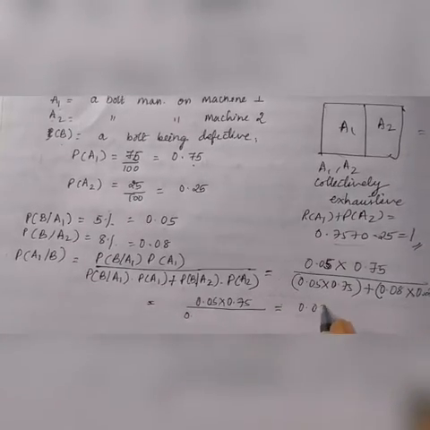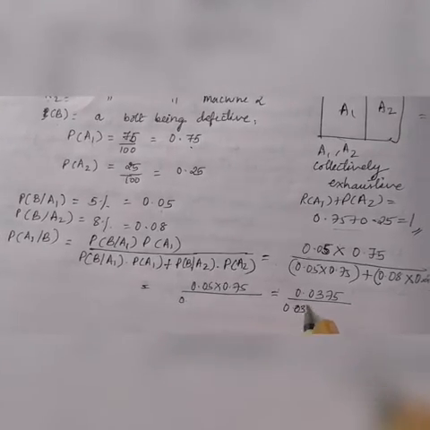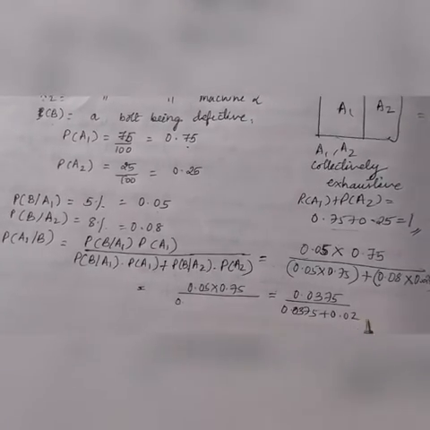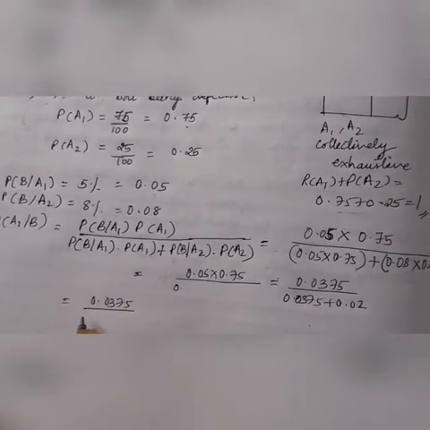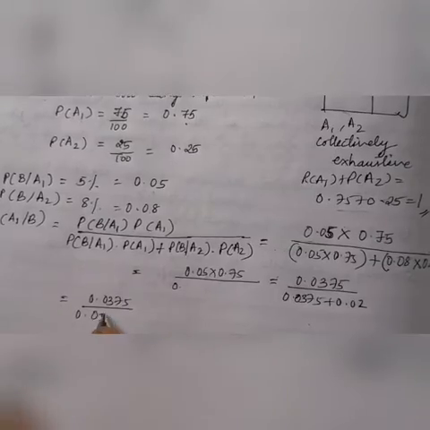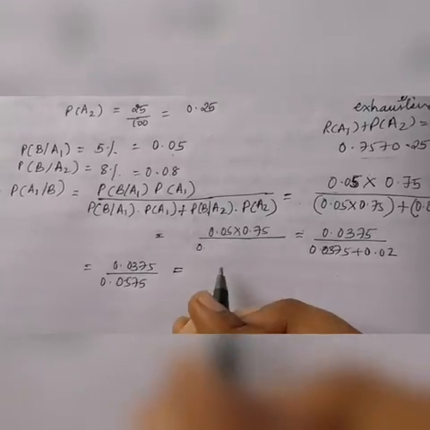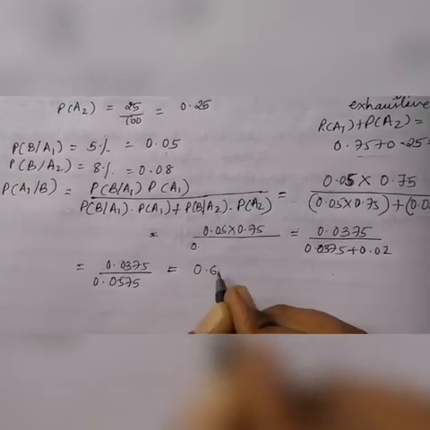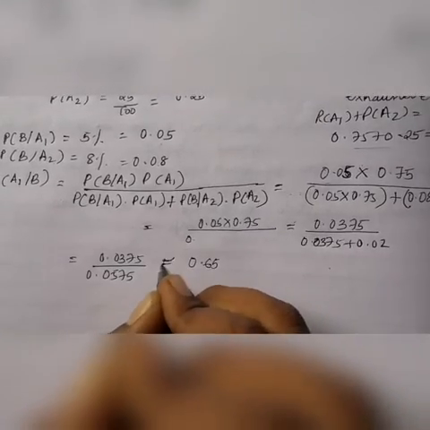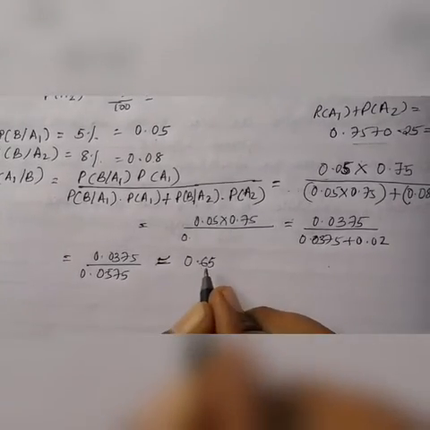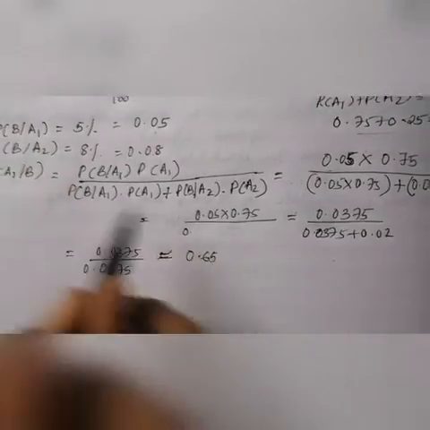This is 0.0375 divided by 0.0375 plus 0.02, which is equal to 0.0375 divided by 0.0575. The answer, which is equal to 0.65 approximately. Okay, so this is how you calculate for a defective item which has been manufactured on machine 1.